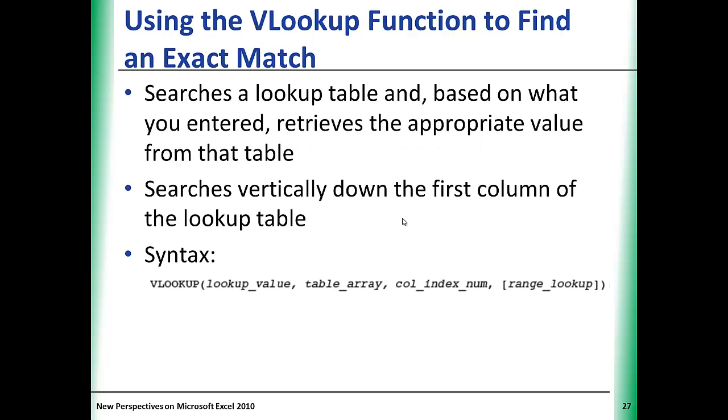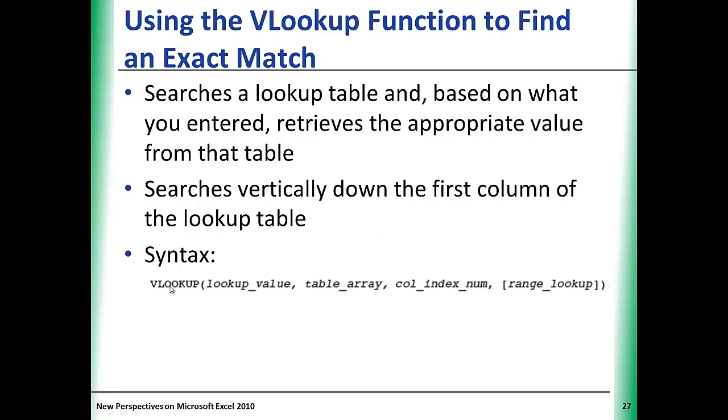So the VLOOKUP function searches the lookup table based on what you've entered and retrieves the appropriate value from that table. And the way it does that is it searches vertically. The V in VLOOKUP stands for vertical. Searches vertically down the first column of the lookup table. And if you can remember back to the little table we just looked at, the first column was the acronym for the health insurance plan.